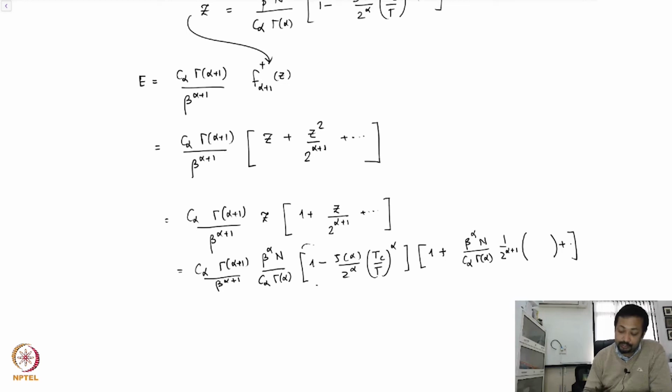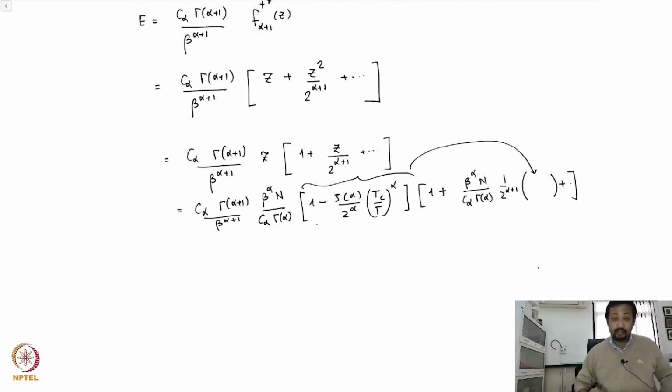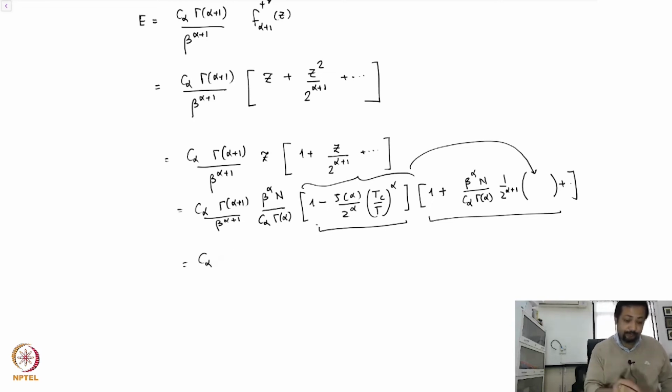So this expression is going to again enter over here because that's a value of this, but we will ignore it because after all it's a product of this term and this term. So we will write this as C alpha. Lot of things cancel out. So first let's look at the cancellations here. C alpha cancels out. Beta alpha cancels with beta alpha. And then I am left with n over beta times gamma alpha plus 1 divided by gamma alpha.